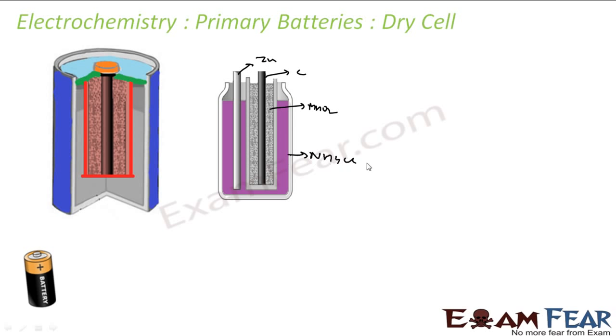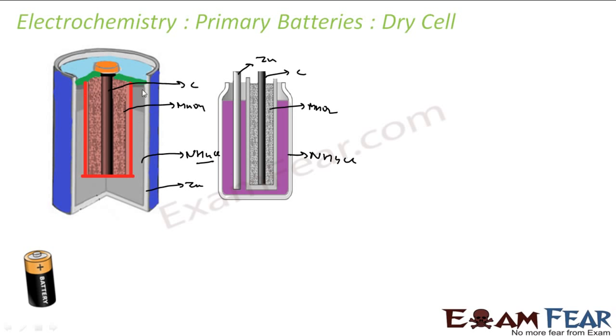Same thing here. This MnO2 we have, this carbon we will have here, and the whole body will be of zinc. And this, the gray one here, is nothing but NH4Cl. So we have the same components, but the setup is a little different. Here we also have the porous pot. Everything is the same.